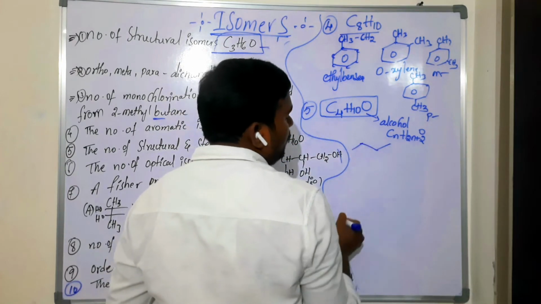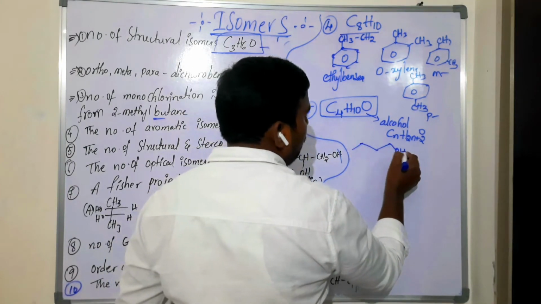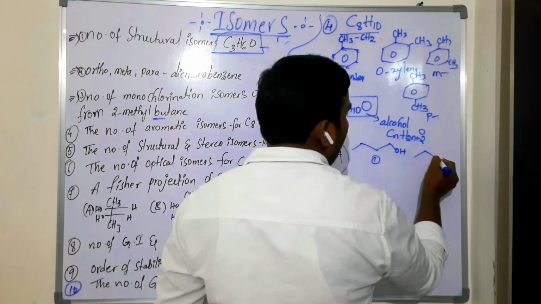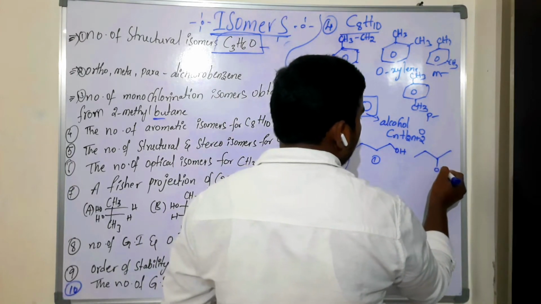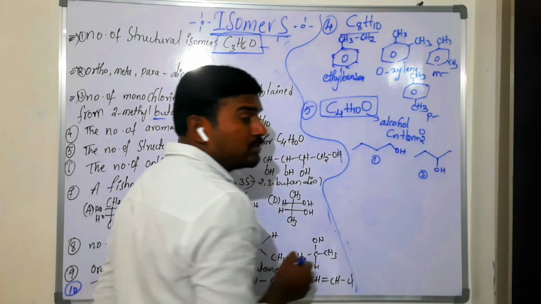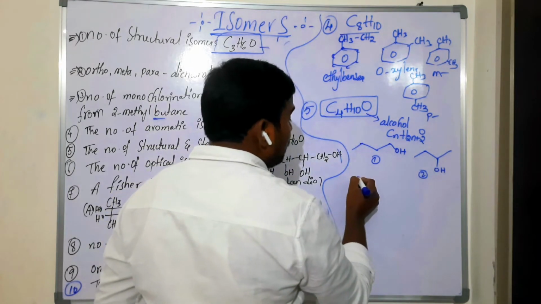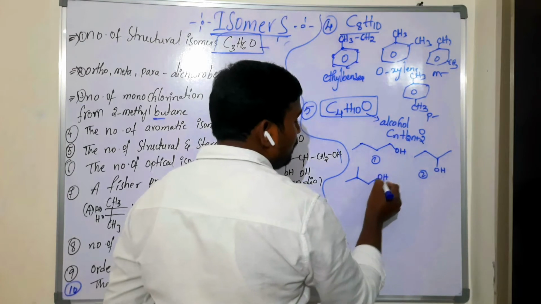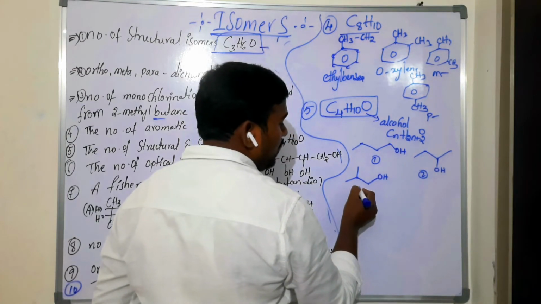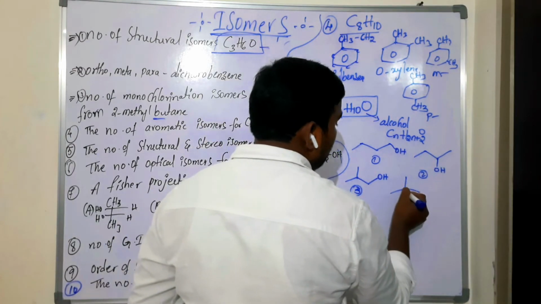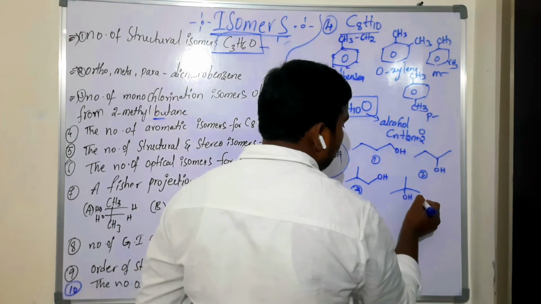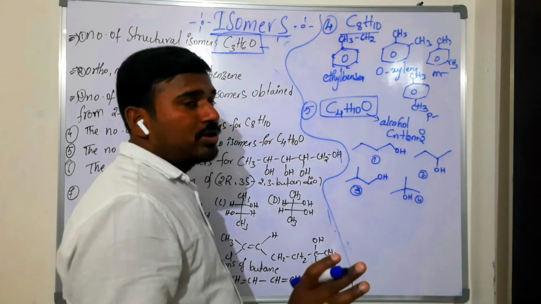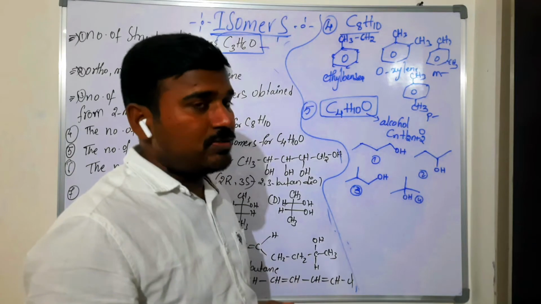So first it is n-butanol, one isomer. Next is 2-butanol, the second isomer. Next you take isobutanol, the third isomer. You take tertiary butyl alcohol, the fourth isomer. Now we have got all the alcoholic isomers.